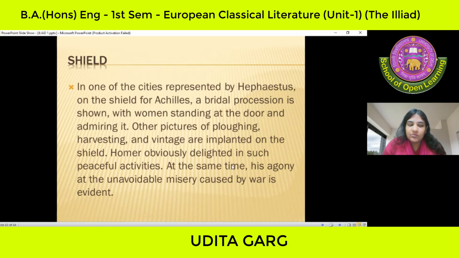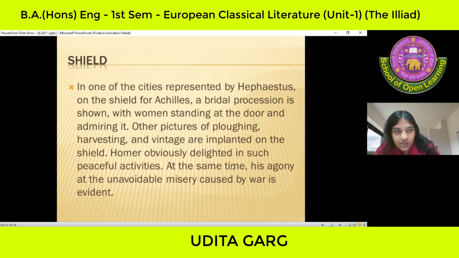So talking about the Shield of Achilles now. In one of the cities represented by Hephaestus on the Shield of Achilles, a bridal procession is shown, with women standing at the door and admiring it. Other pictures of plowing, harvesting, and vintage are implanted on the shield. Homer obviously delighted in such peaceful activities. At the same time, his agony at the unavoidable misery caused by war is evident.